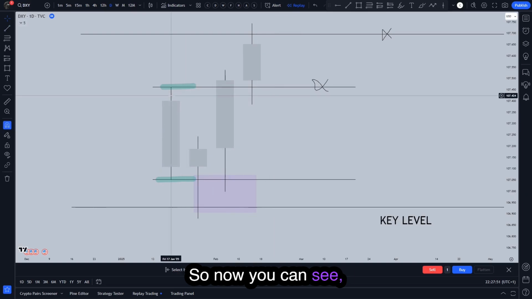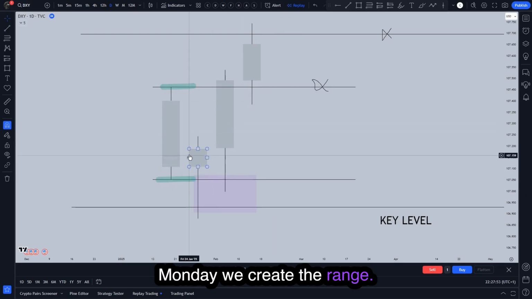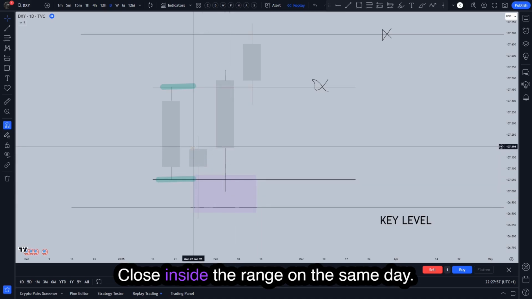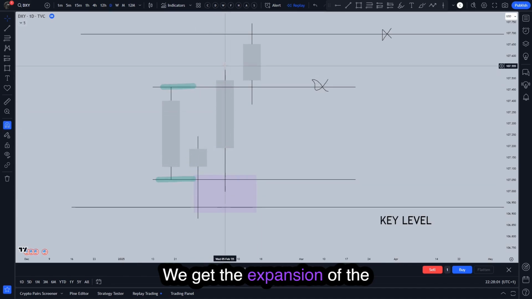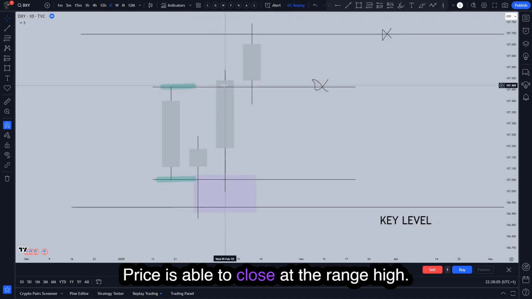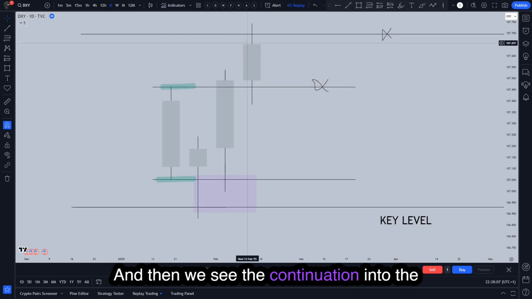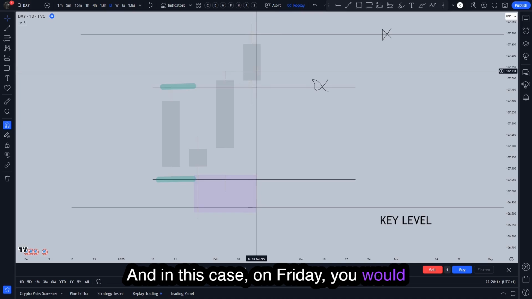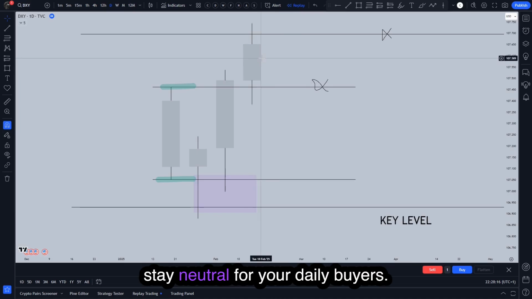So now you can see Monday we created the range, manipulation on Tuesday below the range low, close inside the range on the same day. Then we get the expansion to the Monday range high on Wednesday. Price is able to close at the range high, and then we see the continuation into the higher time frame target on Thursday, right? And in this case, on Friday, you would stay neutral for your daily bias.